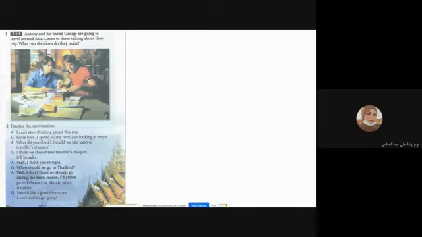A. What do you think? Should we take cash or traveler's checks? ماذا تعتقد؟ هل يجب علينا أن نأخذ كاش أو traveler's checks؟ شيكات المسافرين. هنا شنو؟ He asked for advice. G. I think we should take traveler's checks. It will be safer. انطى النصيحة. We should take traveler's checks. It will be safer. حتكون أأمن.